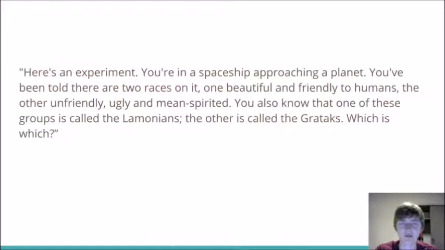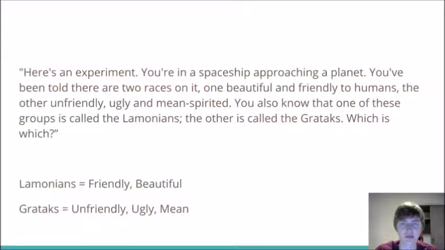All right, let me get on to another example. So here's an experiment. You're in a spaceship approaching a planet, and you've been told there are two races on it. One is beautiful and friendly to humans, and the other is unfriendly, ugly, and mean-spirited. You've also been told that one of these groups is called the Lemonians, and the other is called the Gratoks. Which do you think is which? So again, take a second and decide. And here, most people will tell you that the Lemonians are the friendly and beautiful race, while the Gratoks are the unfriendly, ugly, and mean species.